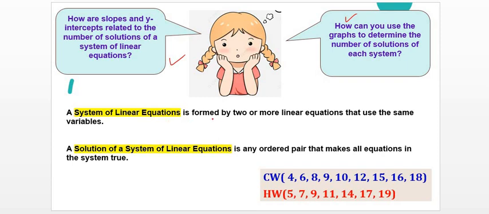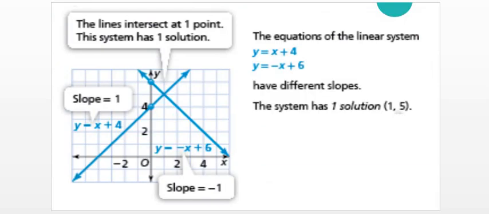A system of linear equations is formed by two or more linear equations that use the same variables. The solution of the system of linear equations is any ordered pair that makes all the equations true. Right now we are not going to find this ordered pair. We only have to decide whether this system has only one solution, many solutions, or no solution. We will discuss all these three cases one by one.